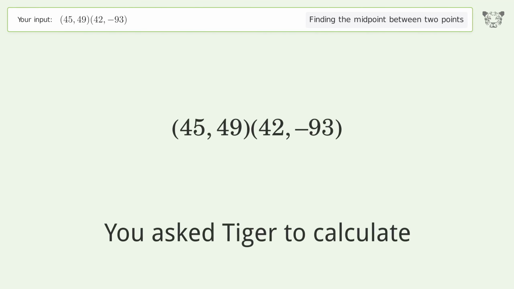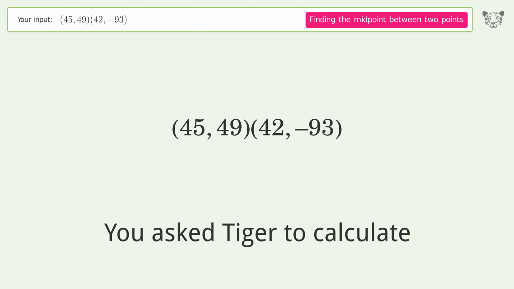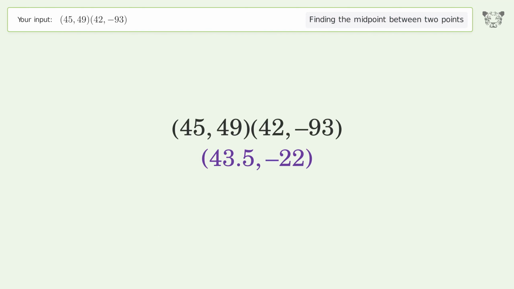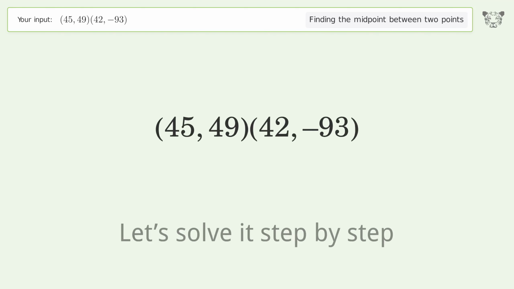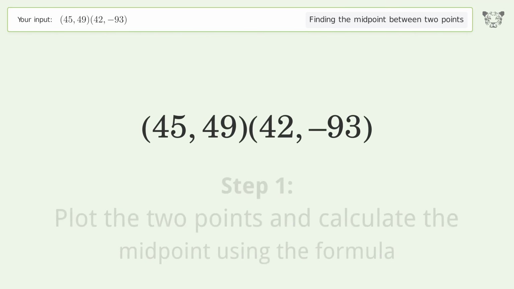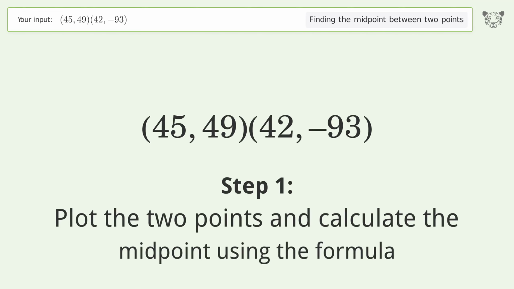You ask Tiger to calculate. This deals with finding the midpoint between 2 points. The midpoint between the 2 points is 43.5, -22. Let's solve it step by step. Plot the 2 points and calculate the midpoint using the formula.